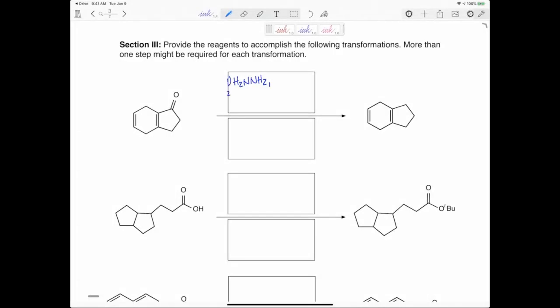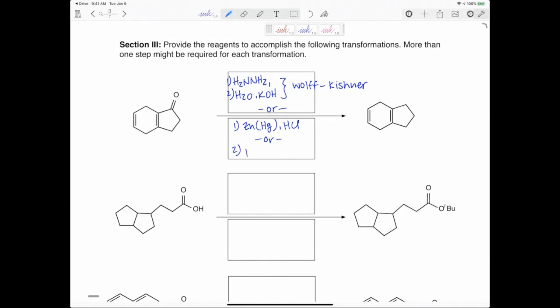Right, and then you have water and, okay, this is known as the Wolff-Kishner reaction. And then what else can you use? Anything else? You could just use zinc or mercury and what? Hydrochloric acid, right?